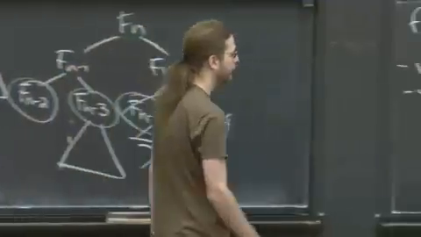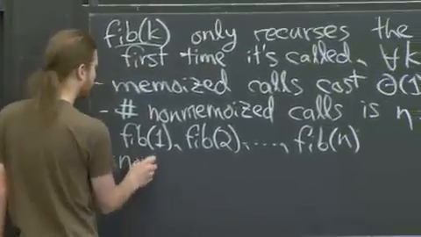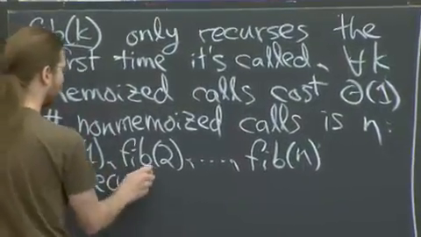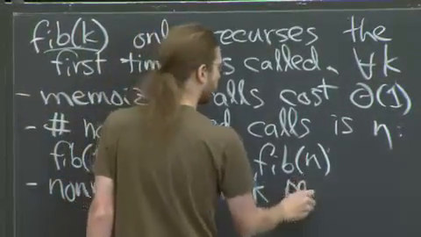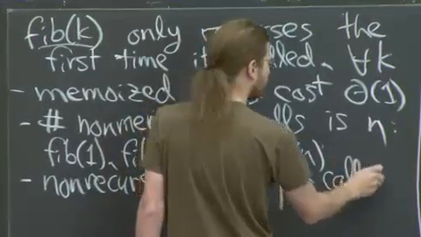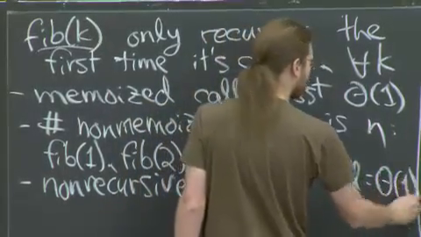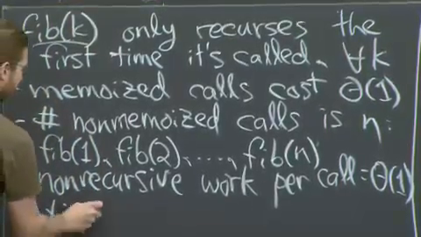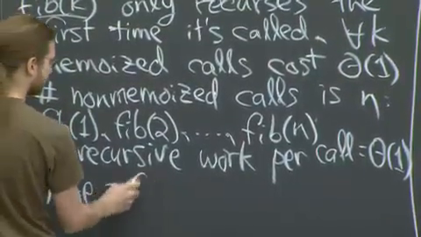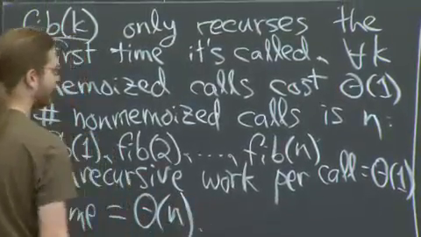Okay, so I will say the non-recursive work per call is constant. And therefore, I claim that the running time is constant. Oh, sorry, is linear. Constant would be pretty amazing.